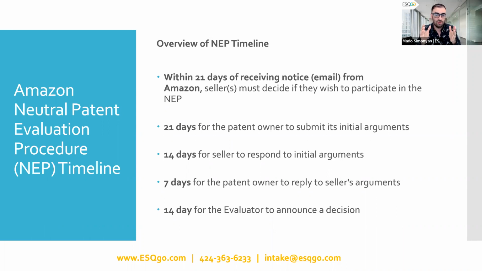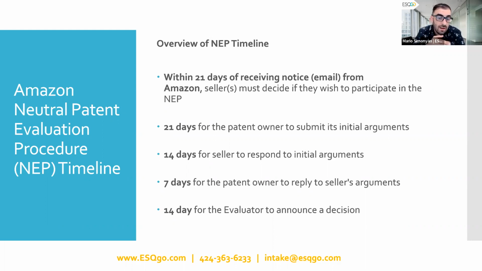There's a lot we can do within those 21 days to help us progress the case or settle the case. So please talk to an attorney, whether it's our law firm, we specialize in this, or any other law firm. Notify them within a day or two of receiving it. That'll give us enough time to start working on the case and drafting a strategy for you. But once the procedure does start, the evaluator will give 21 days for the patent owner to submit their initial argument or their initial draft.